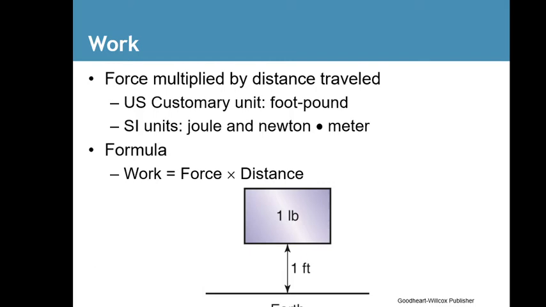Work. Force multiplied by distance traveled. U.S. customary units is foot-pounds. SI units are joules and Newton times meter. Formula. Work equals force times distance. Work is force applied to an object at distance traveled. Work can be increased or decreased in energy.